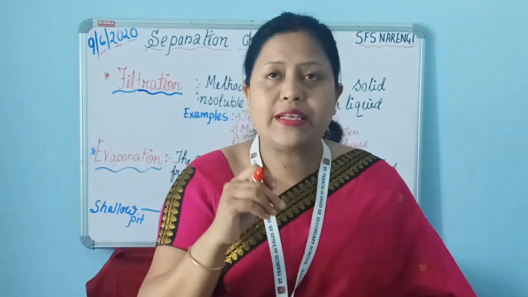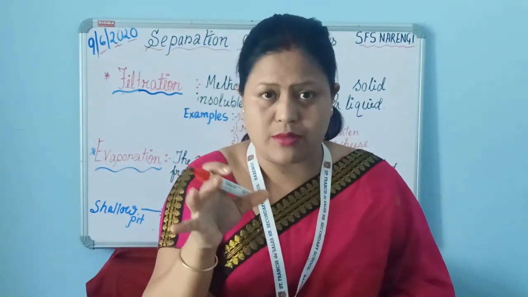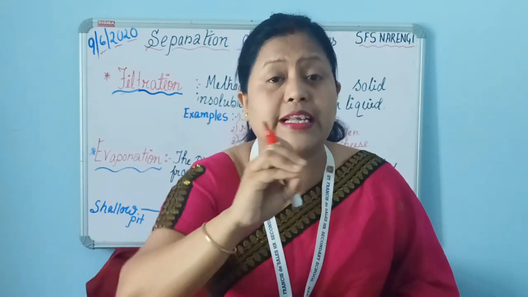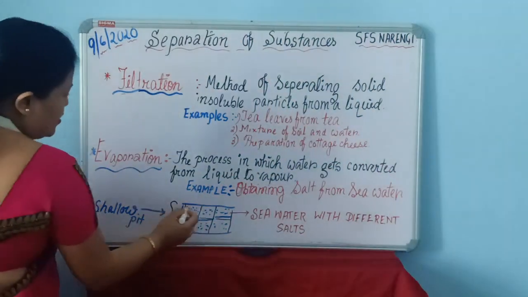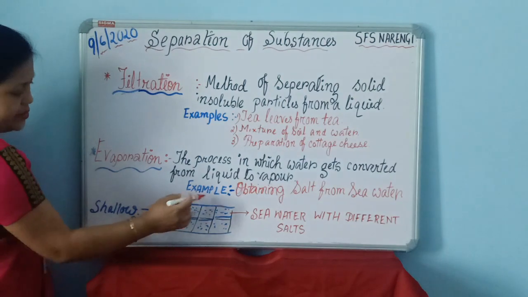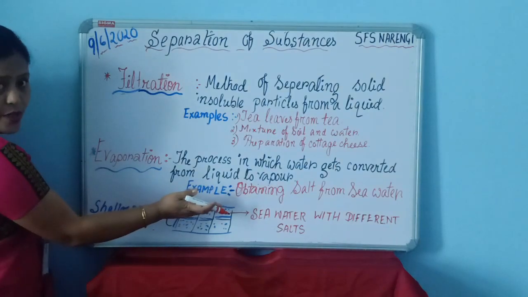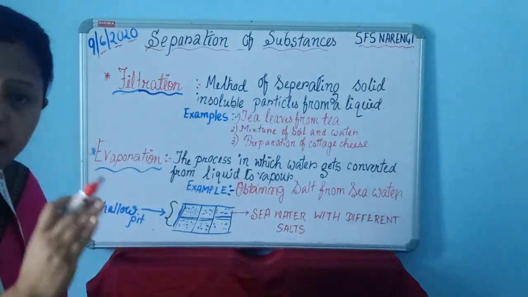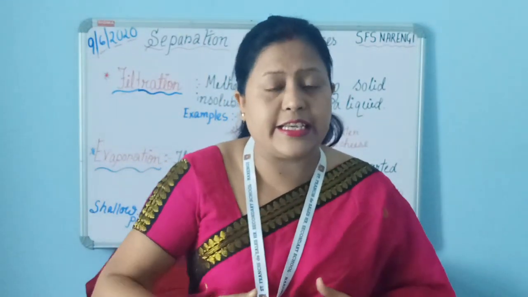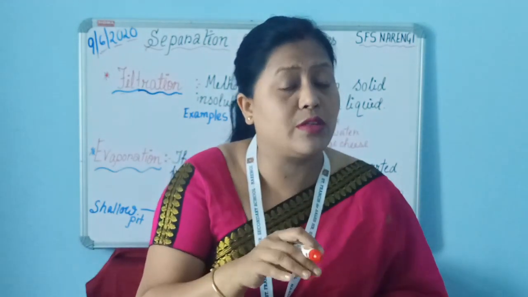Clear? So what happens actually, the salty water, meaning the seawater, contains different types of salt. Okay, it contains different salts. So what happens actually, that water is allowed to stand in shallow pits. Okay, shallow pits. So you see I have drawn a drawing here. This type of shallow pits are made at the seashore, and in these pits the seawater is allowed to stand. Okay, and due to the heat, slowly the water starts to evaporate. Okay, and then it keeps on evaporating, and then the solid salt remains in those pits.